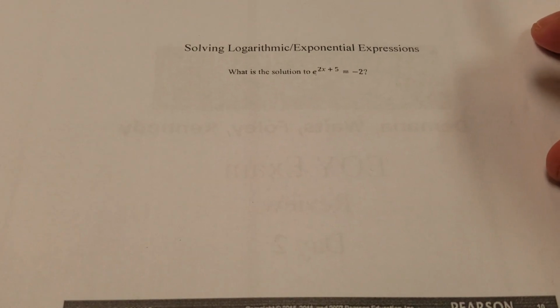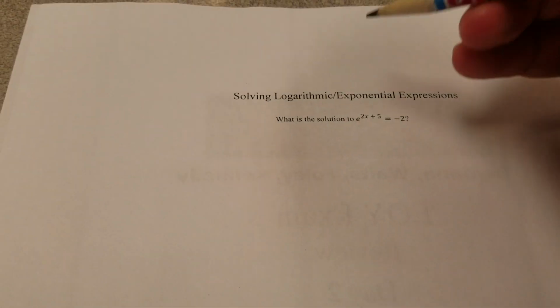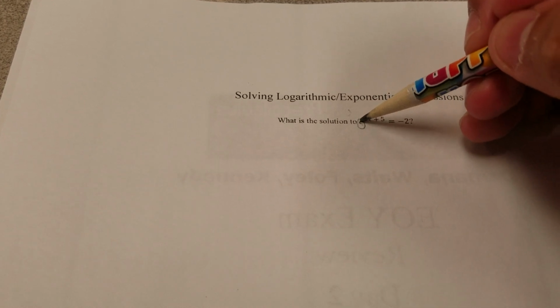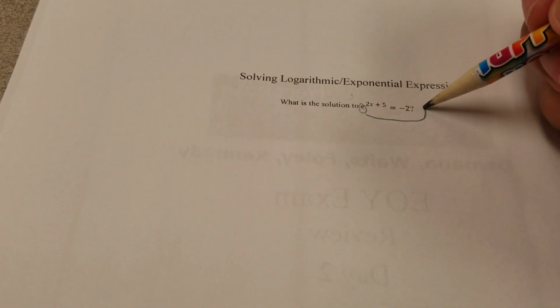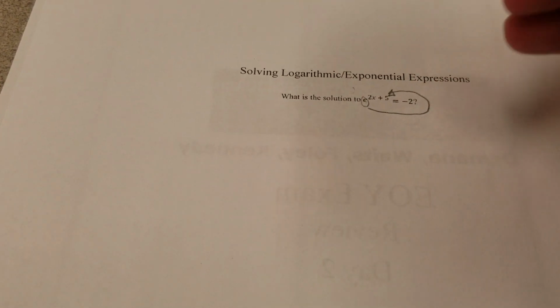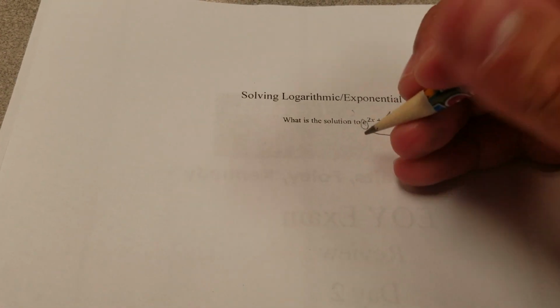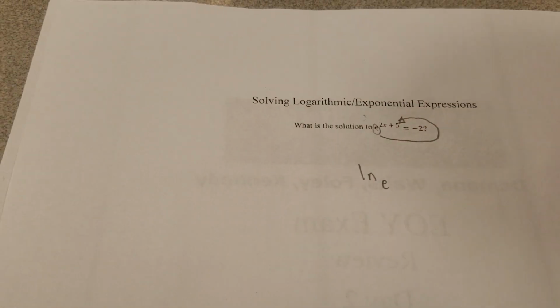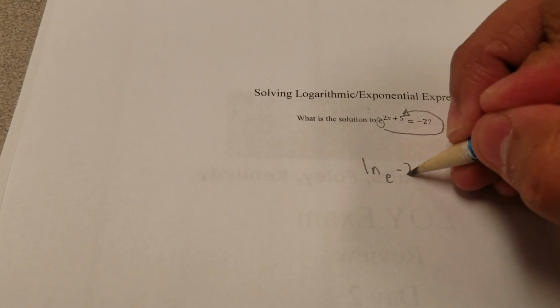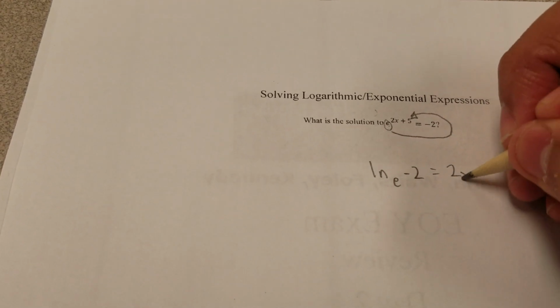So here, what I need to do is get rid of this base. So what I'm going to do is turn this into a log equation so that this cancels. So this would be log natural e, and then I pick up a -2 is equal to 2x plus 5.